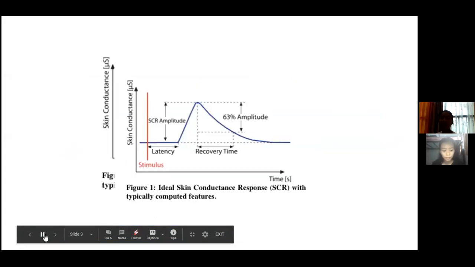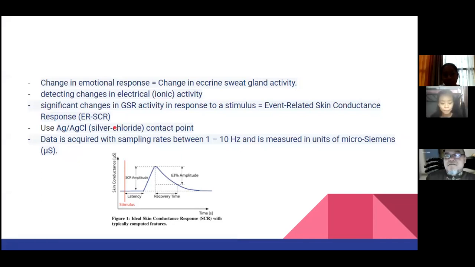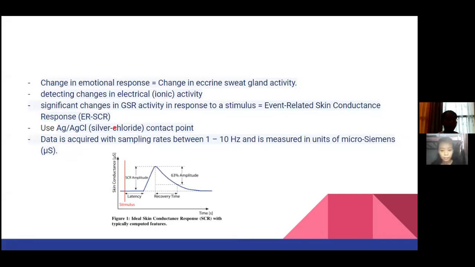The galvanic skin response sensor basically detects a change in emotional response. When we are happy or sad, there are changes in our eccrine sweat gland activity, and that is what causes the change in electrical ionic activity. This sensor detects the changes in the electrical ionic activity, and the result will tell us whether we have a change in our emotion.